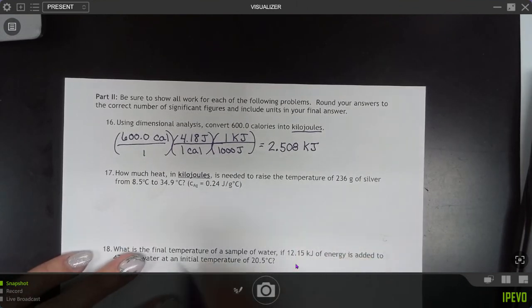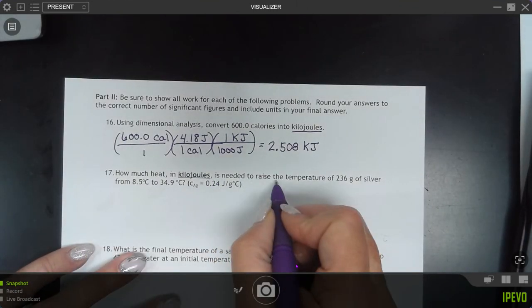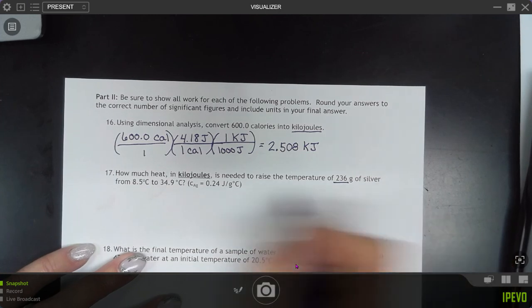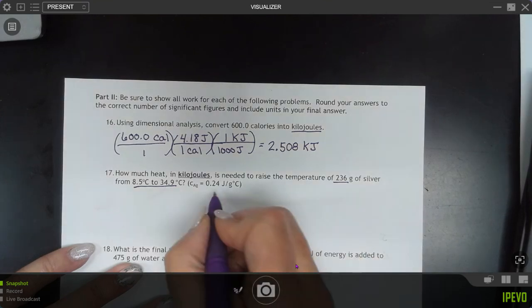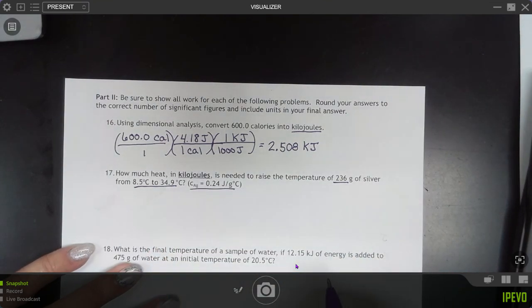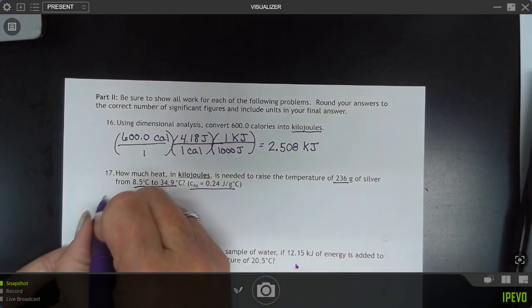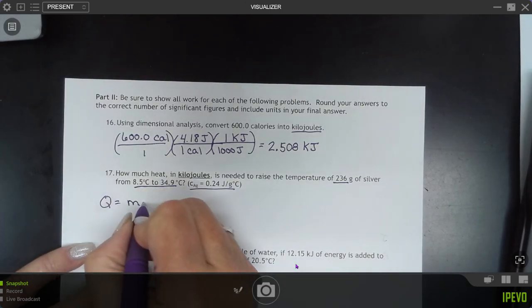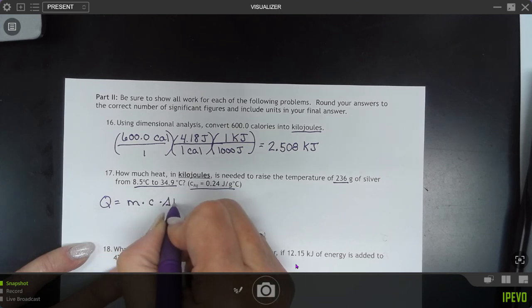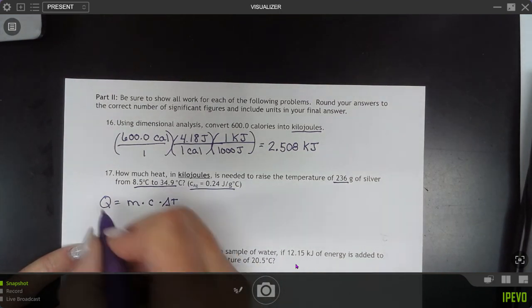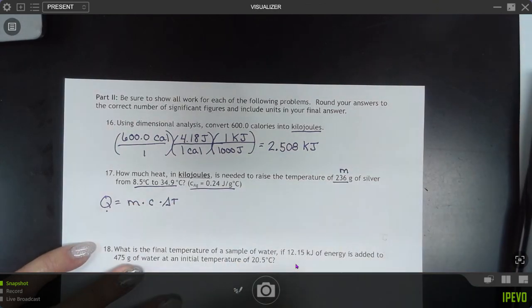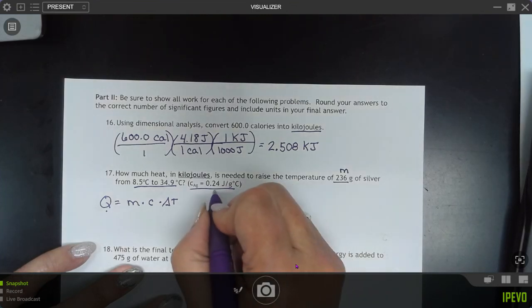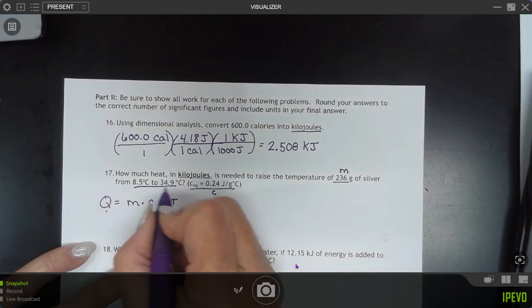All right. How much heat in kilojoules is needed to raise the temperature of 236 grams of silver from 8.5 to 34.9 degrees Celsius? The specific heat of silver is 0.24 joules per gram degree Celsius. Okay, so this is where we're going to use Q is equal to mass times specific heat times change in temperature. Okay, it's asking us to find heat. It's telling us the mass is 236. The specific heat is 0.24, and then we can calculate the delta T.